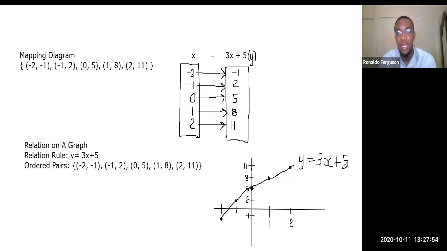All right, so as we can recall, we can express a relation as a graph, we can express a relation as a mapping diagram, and we can express a relation in terms of coordinates. All right?